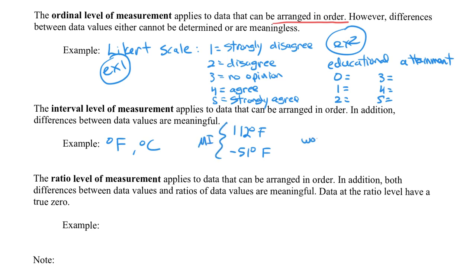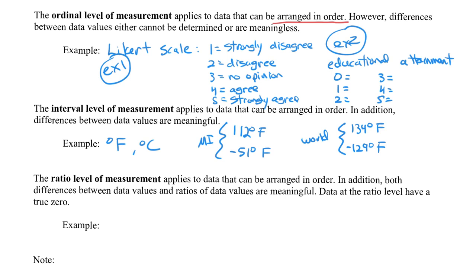I also looked this up just to make it a little more interesting. In the world, hottest ever recorded, 134 degrees Fahrenheit. This was in Death Valley, California. Coldest ever recorded, very cold, -129 degrees Fahrenheit. This was in Antarctica. Okay, so temperatures are kind of an easy example of interval level of measurement.